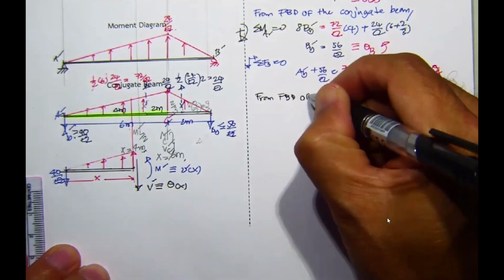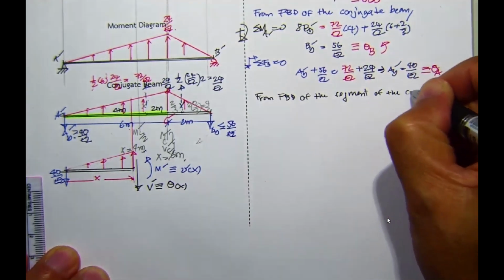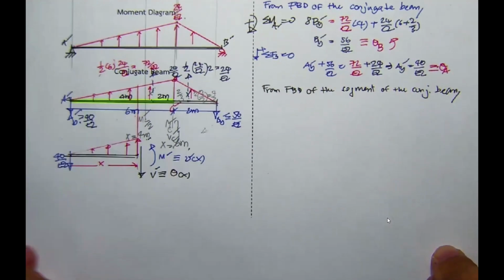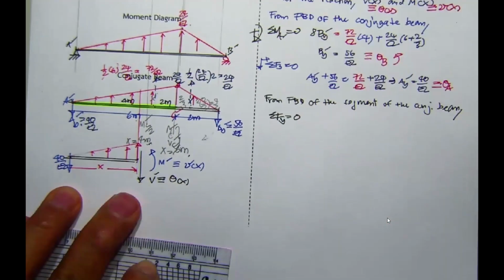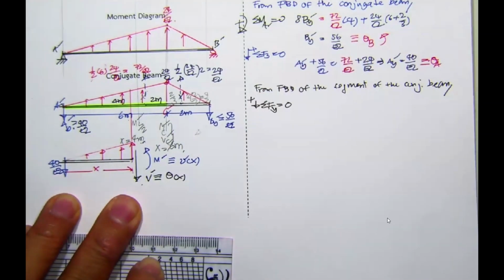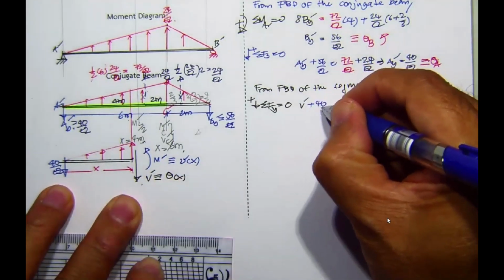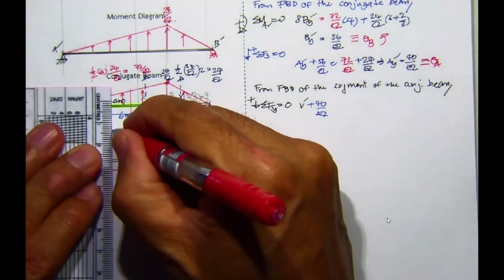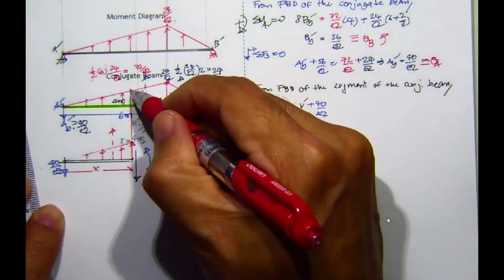So from the free body diagram of the segment of the conjugate beam, in short, just put it like this. Now you can do the summation of F sub y equal to 0. Just put V prime downward, positive, plus 40 over EI downward, equal to this resultant force. Can you determine this resultant force? Not yet. You have to know this value.